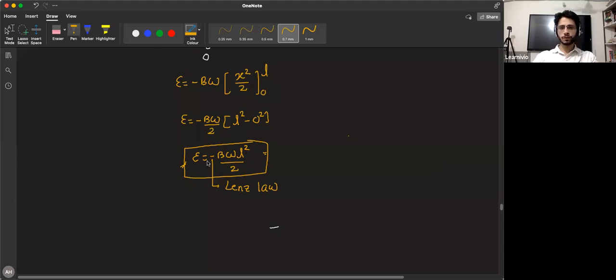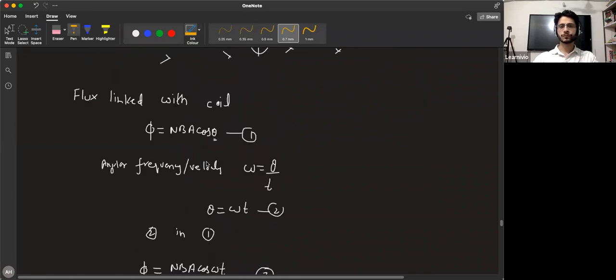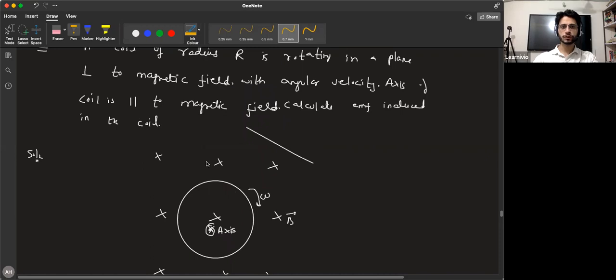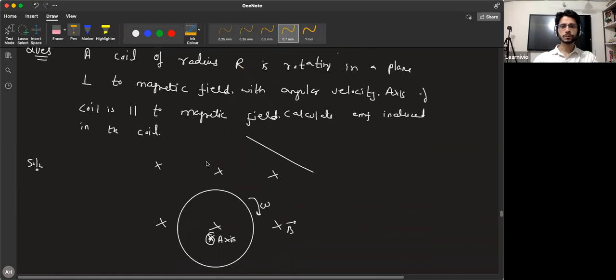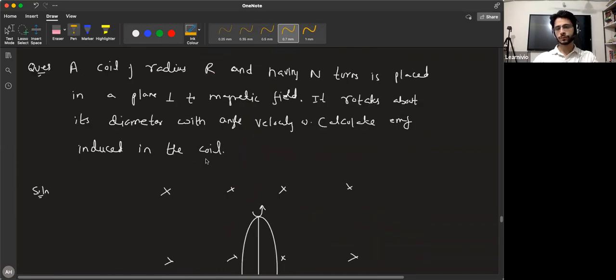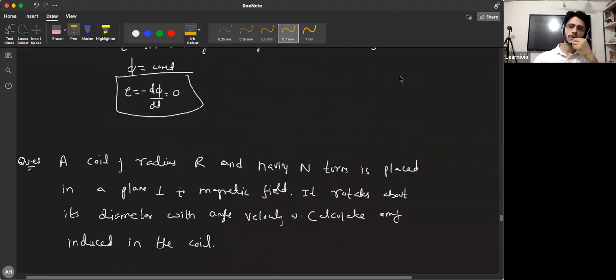So that's Lenz's law. There are a few more numericals that we should do. We did this numerical, no? The next question that we should do, note down this question. This is again based on Lenz's law, particularly on the rotating coil. It's a very, very important question. At the end of the question, just write, this is the principle of AC dynamo also.